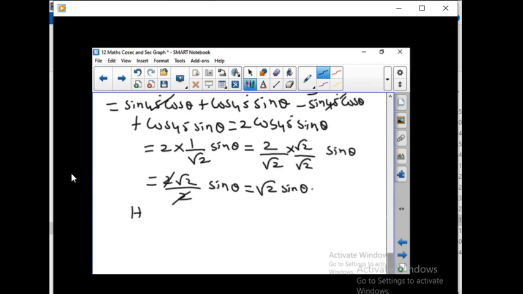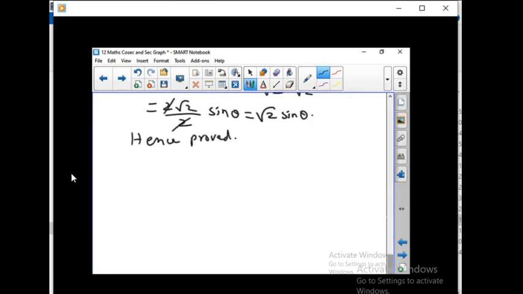So similarly, you can do the 12th question for homework. Take the left hand side separately and right hand side separately and prove it. Okay, 105 is 60 plus 45 you can take. 15 is 45 minus 30. Okay, now we will go to the 10th question.